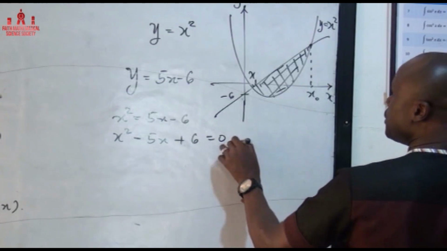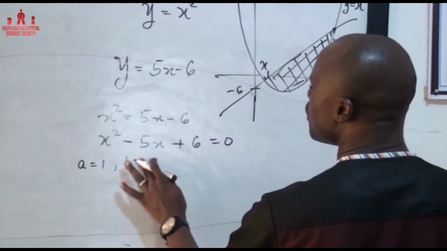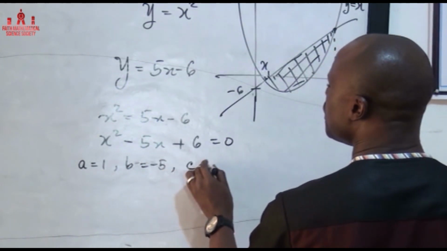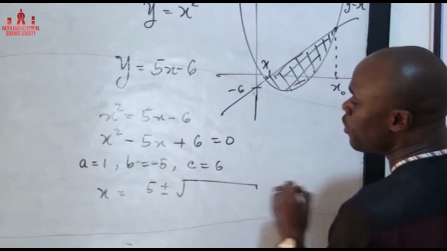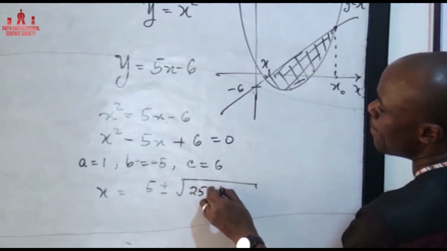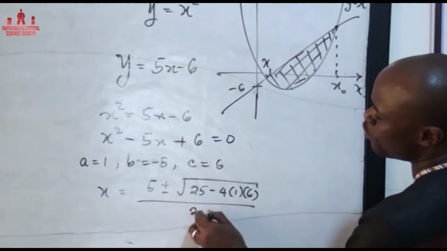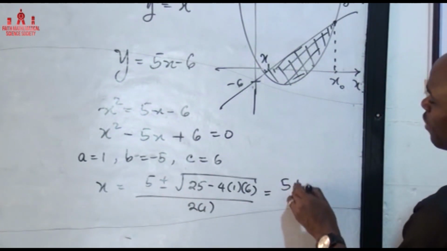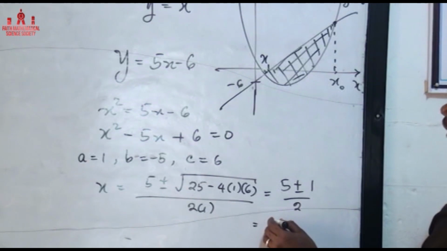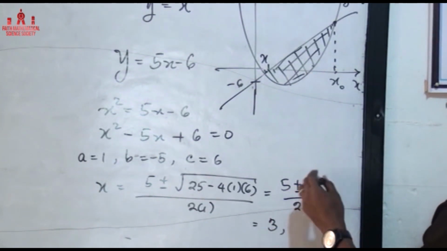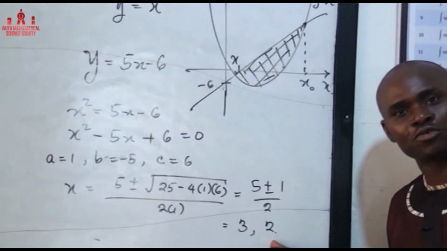So solving this, I'm going to have my a is 1, my b is minus 5, and my c is 6, so that my x will be equal to 5 plus or minus the square root of 25 minus 4 times 1 times 6, divided by 2 times 1. Solving this very fast will give me 5 plus or minus the square root of 25 minus 24, which is 1, over 2, and that will give me two values: 6 over 2, which is 3, and 4 over 2, which is 2. So I have my values to be 3 and 2, the points of intersection.